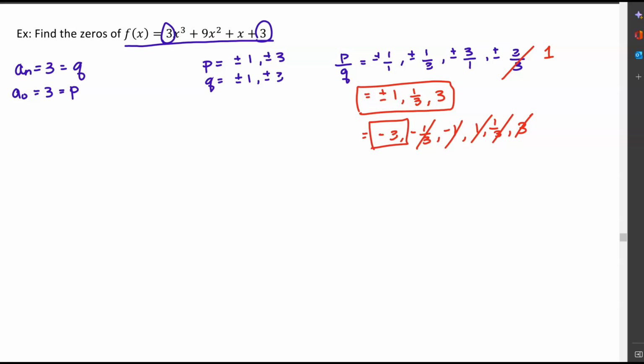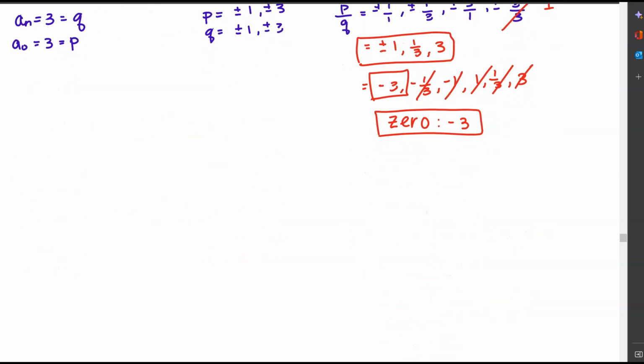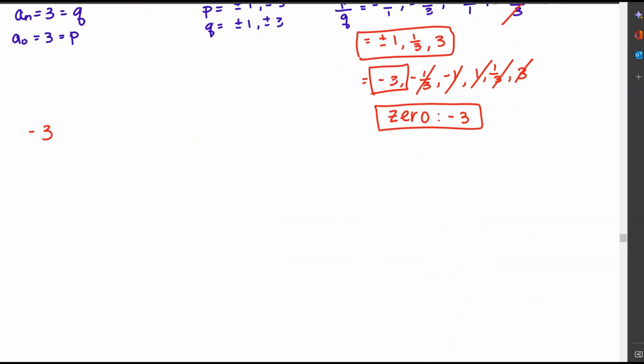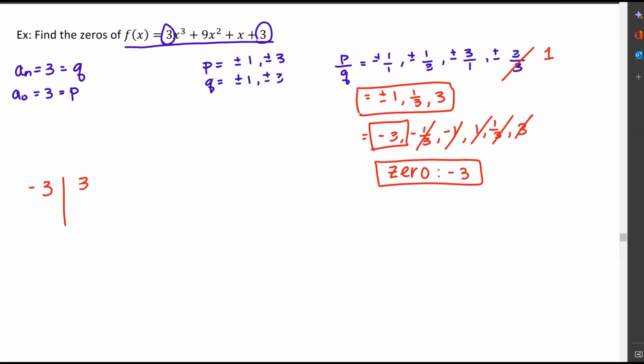So now that we know that negative 3 is a 0, that just gives us one of the zeros. But based off of the fundamental theorem of algebra, we know that there are other zeros as well. So the way that we're going to do this is we're going to use synthetic division. So here's our negative 3. And then we're going to go ahead and write out the coefficients. So we have 3, 9, and, oops, not x, 1 and 3.